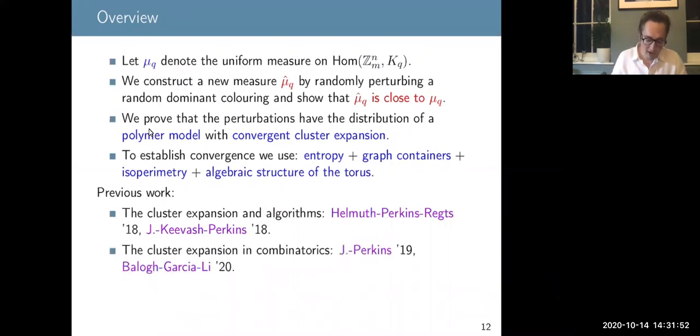Following that work, the cluster expansion has also been applied to combinatorics. Recently, Will and I used these methods to say some things about the hardcore model on the hypercube, and then later Balogh, Garcia, and Li used it to enumerate the number of independent sets in the middle two layers of the hypercube.